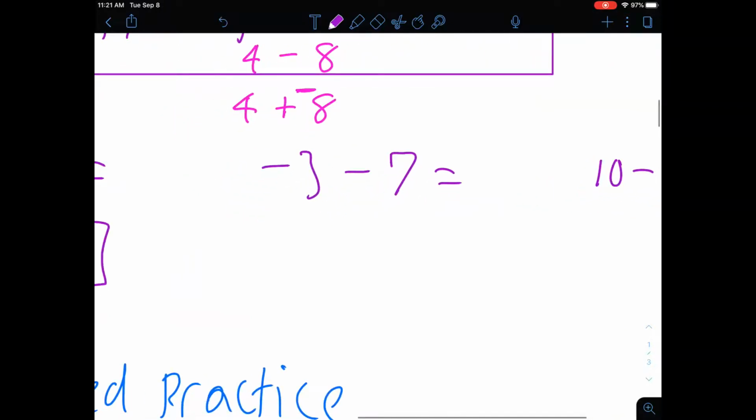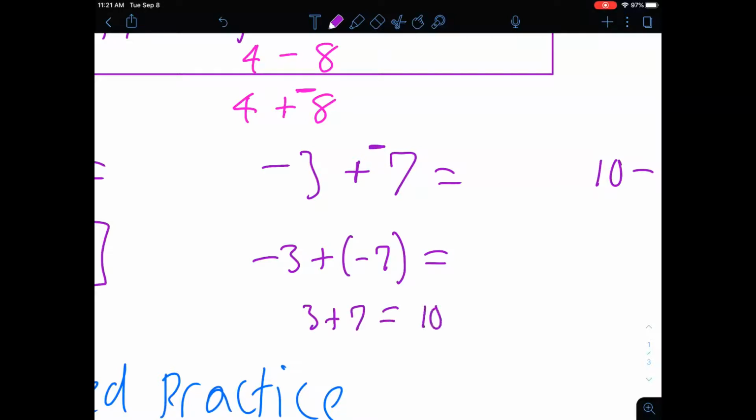A couple more, and then you guys will try a few on your own. Negative 3 minus 7. We're subtracting. We want to change it to addition, so we're going to change the sign, add a line. We have negative 3 plus negative 7. And now we're adding numbers with same signs or different signs? Well, they have the same sign. They're both negative. Negative 3 plus negative 7. So what's 3 plus 7? That equals 10. And it's going to be positive or negative? The signs are both negative, so it's going to be negative.